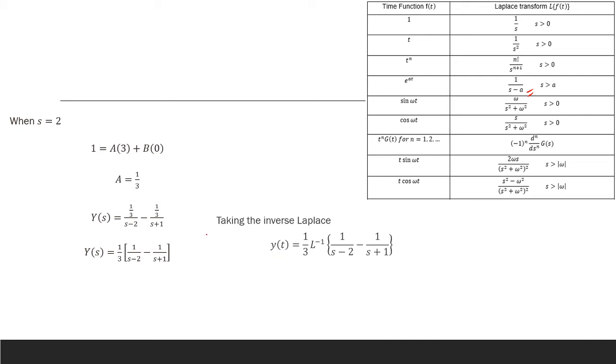This is it, the inverse Laplace of Y of s, that is y of t. That is equal to 1/3 inverse Laplace of 1 over s minus 2 minus 1 over s plus 1. And that is equal to 1/3 times e raised to 2t minus e raised to negative t. So, that is our final answer.